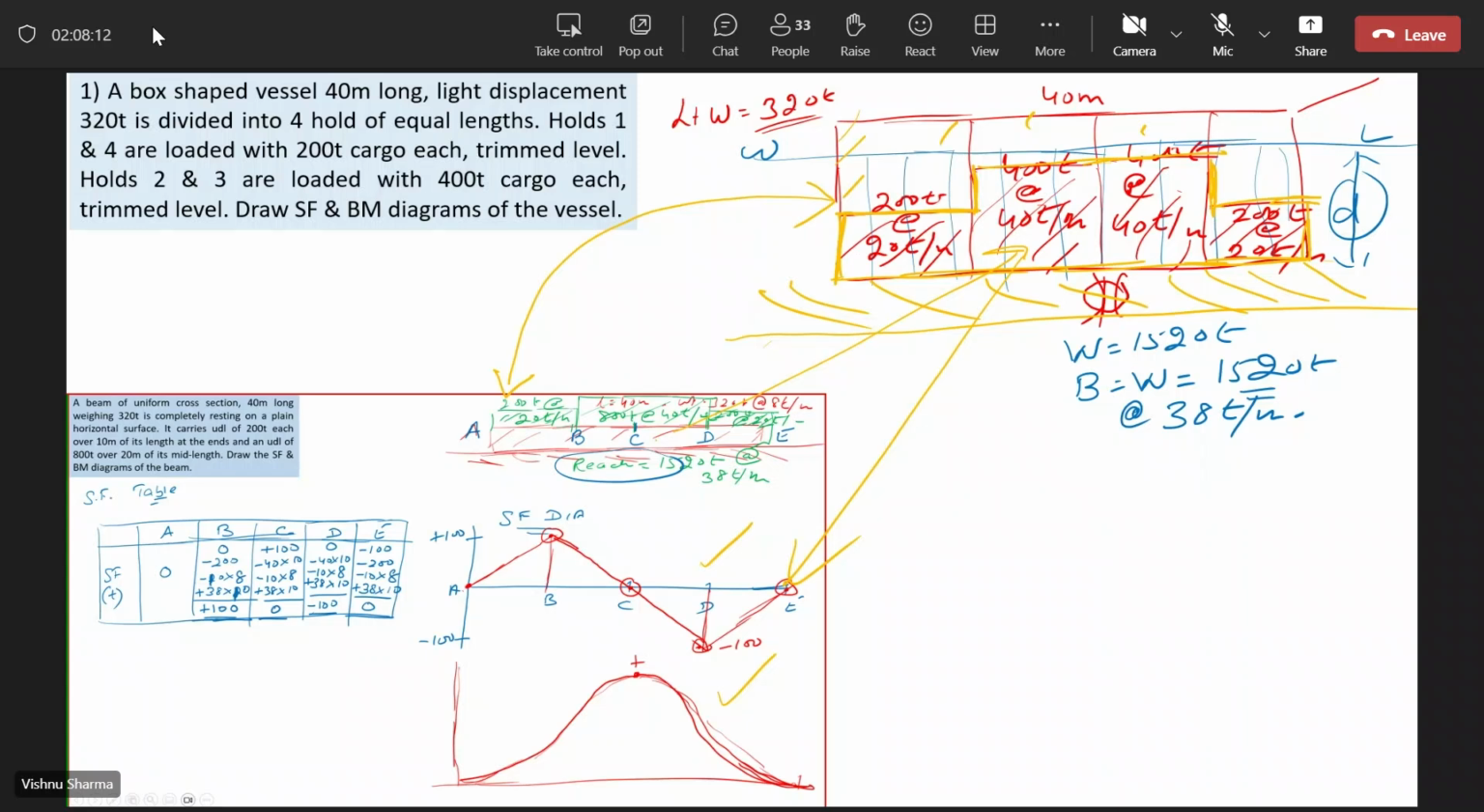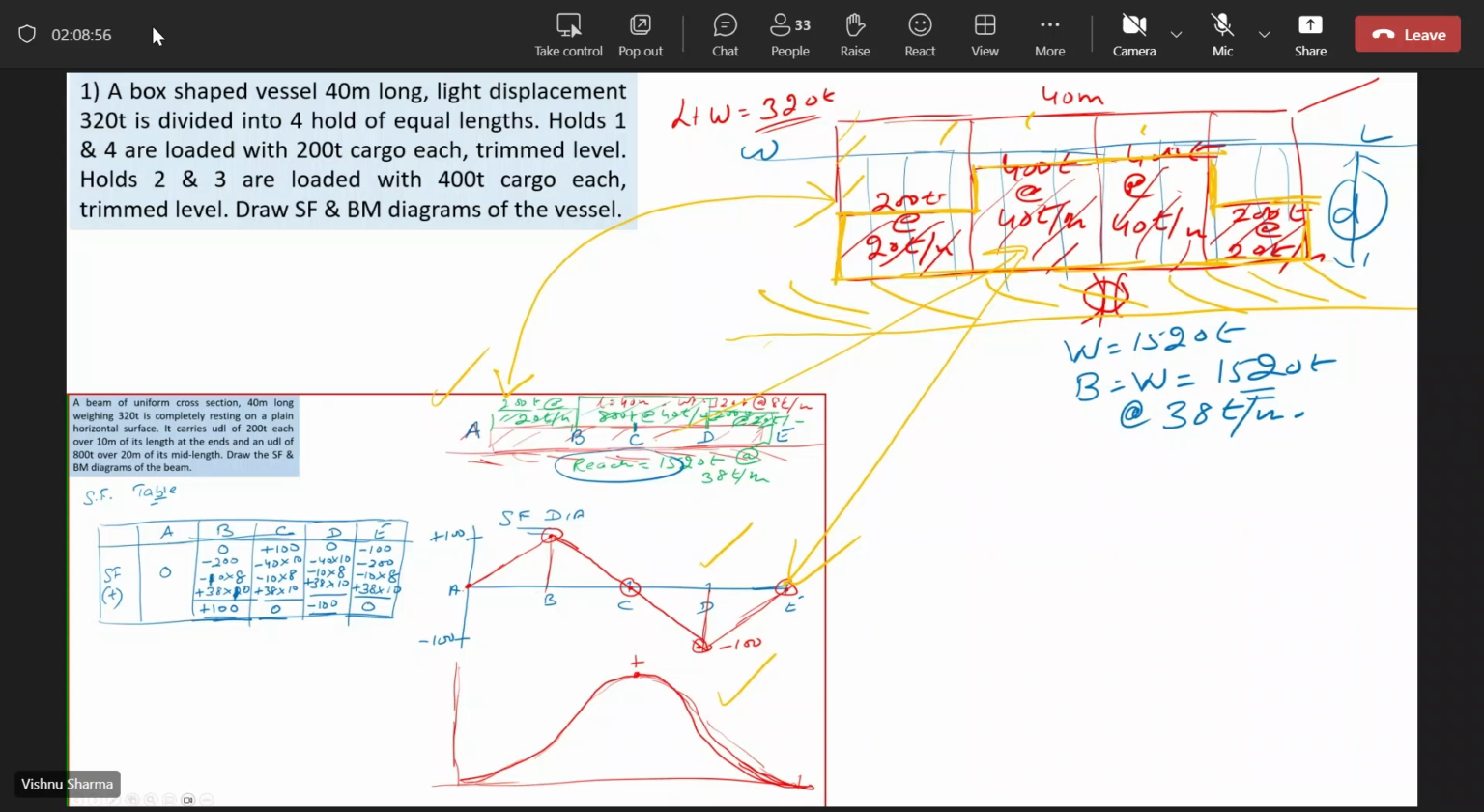Do you agree with my statement? Yes or no? Yes. Every vessel can be represented by a beam. But is the beam going to be so simple as in this case? Well, it may be. But then every time your situation may not be so simple. Why? Because the vessel may be floating in a trimmed condition. If it floats in the trimmed condition, then buoyancy is not uniformly distributed. The cargo in the holds may not be trimmed level, it may be sloping. So weight of the cargo is not uniformly distributed.